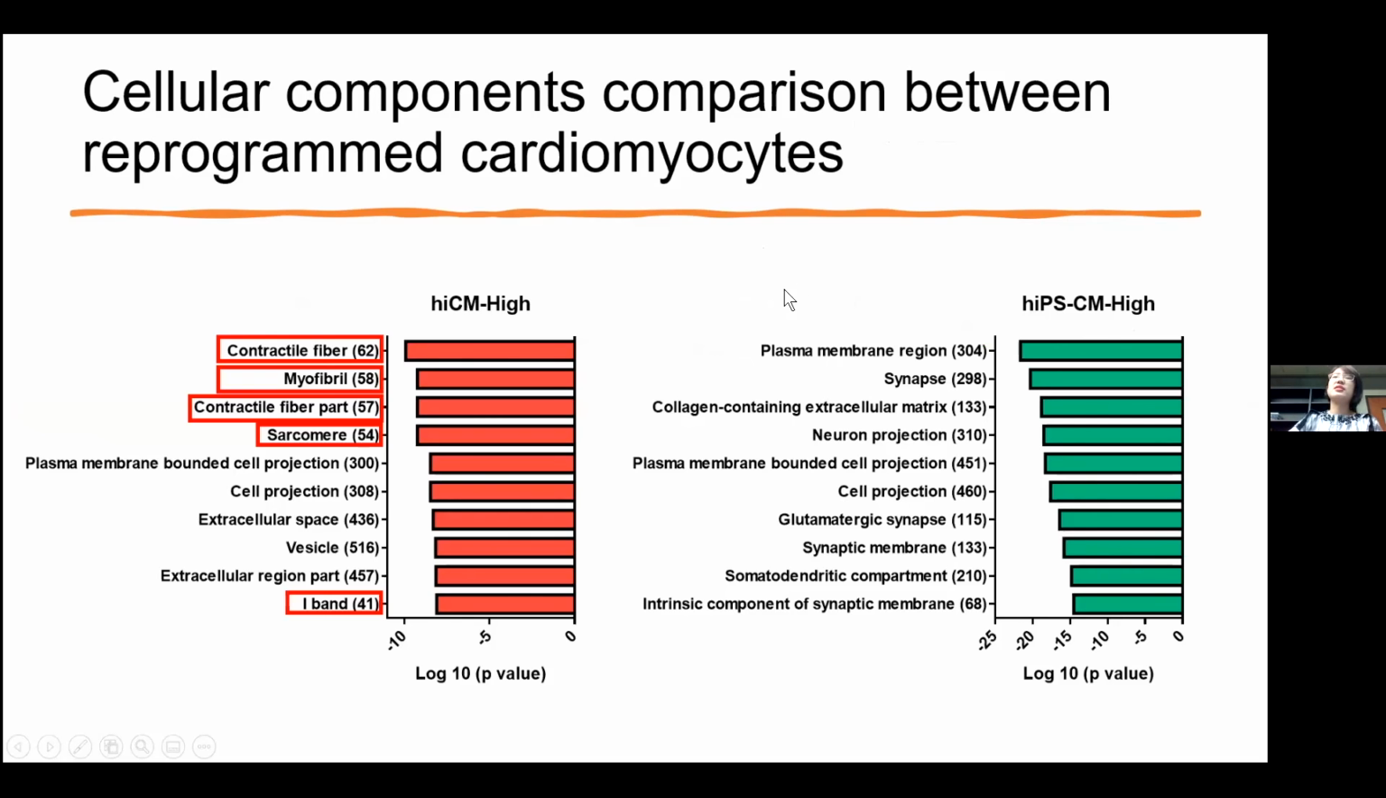And then because morphology is also a very important component of maturation, we ran a cellular component comparison between cardiomyocytes reprogrammed with two different methods, and found that in HICMs, the contractile fiber, myofibril, contractile fiber part, and sarcomere I band are significantly higher, whereas we don't see any contraction-related or morphology-related cardiac markers showing high fold change in iPSCMs.